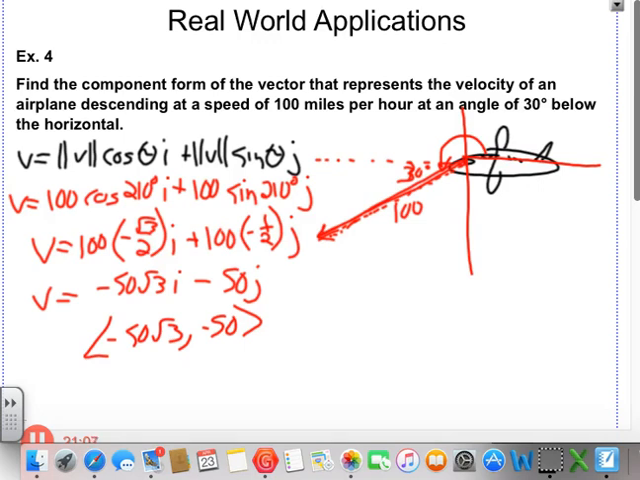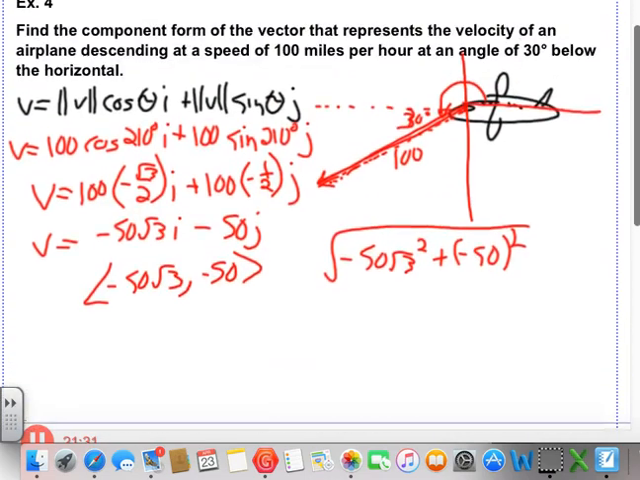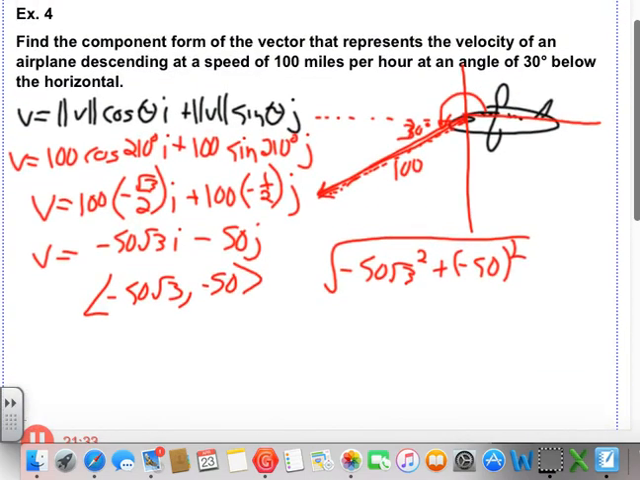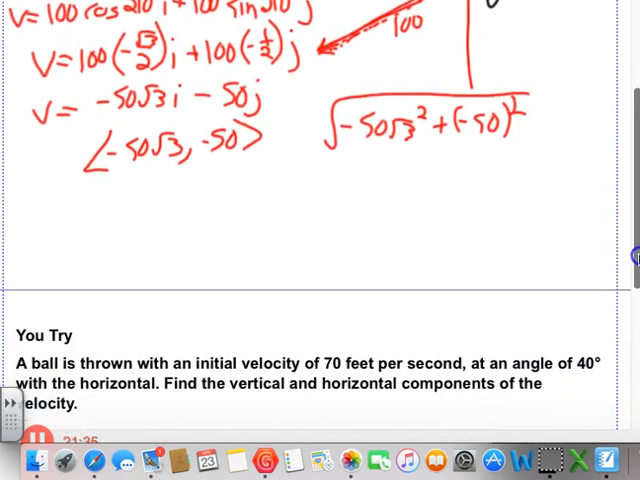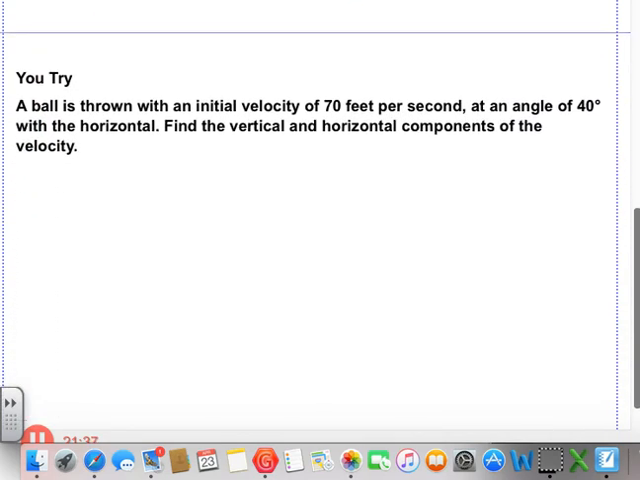And you can check and make sure that this vector has a magnitude of 100 if you want, by plugging it into the distance formula. Basically it's negative 50 square root of 3 squared, plus negative 50 squared, and then take the square root. You can do that to double check that you have a magnitude of 100, and it will work out to give you 100. So let's let you try this next one. Again, use that formula I wrote up there in black and figure out the answer to this problem here.